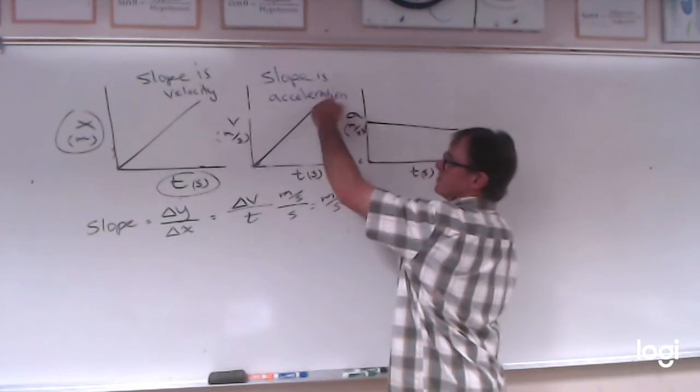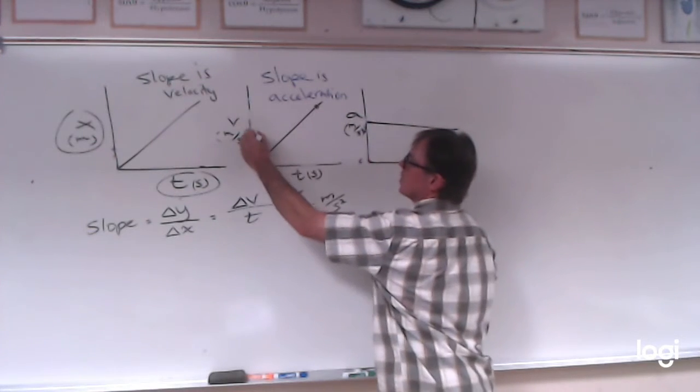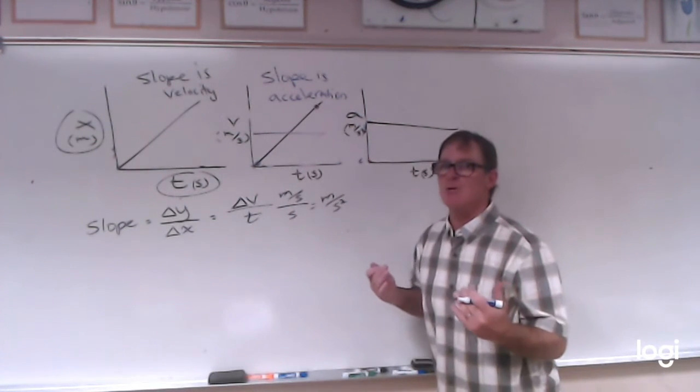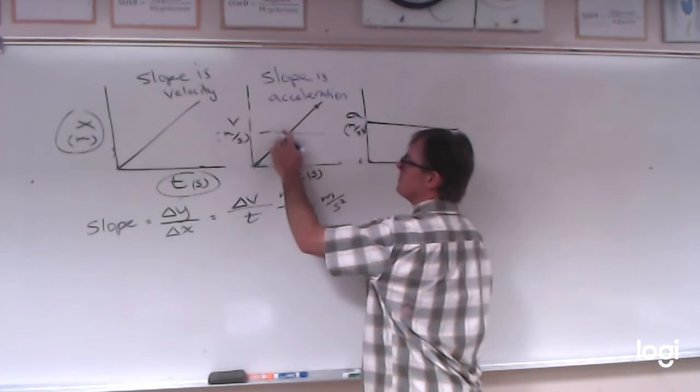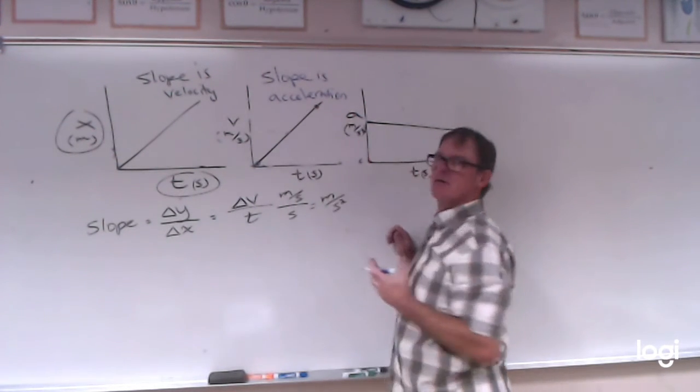If the slope is constant, then it's constant acceleration. If the slope is 0, then it's 0 acceleration. The slope is the acceleration, and that's helpful to keep in mind when analyzing graphs of motion.